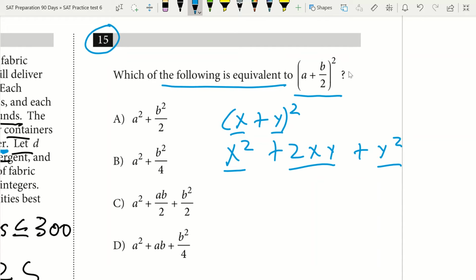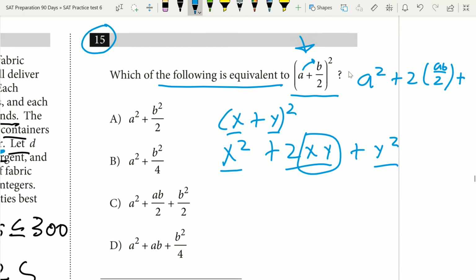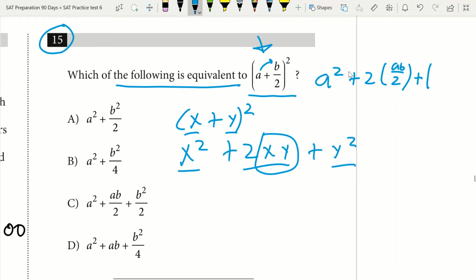So let's apply that rule of the sum of perfect squares to this equation up top, (a plus b over 2) squared. We know we're going to get a squared, and we know that we're going to have this a times the b in the other term, and that's going to give us plus 2, because we have 2xy right here. Our xy term in this case would be a times b over 2. And then we would have plus b over 2, which has to get squared, right? That whole thing has to get squared.